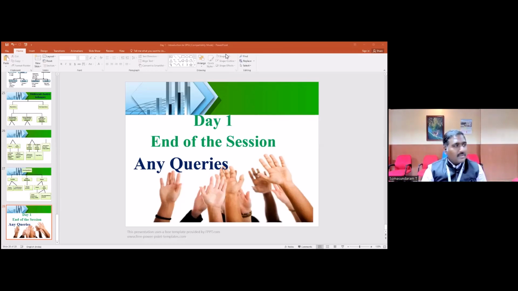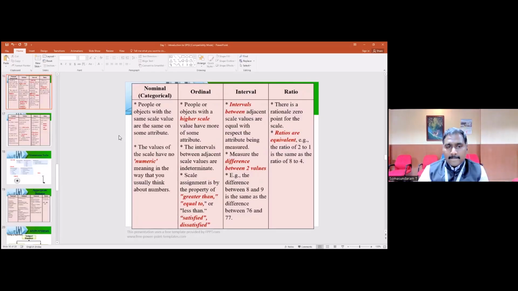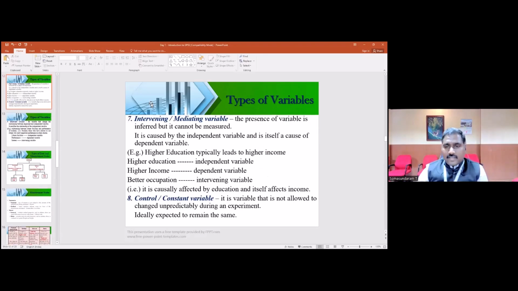Soma sir, in the meanwhile, there was a question in the chat: what is the difference between mediating and moderating variables? Yes, this is what I explained to you, right, sir? A mediating variable, its presence cannot be measured directly. It is influenced by both the variables. That's why I explained to you, right?